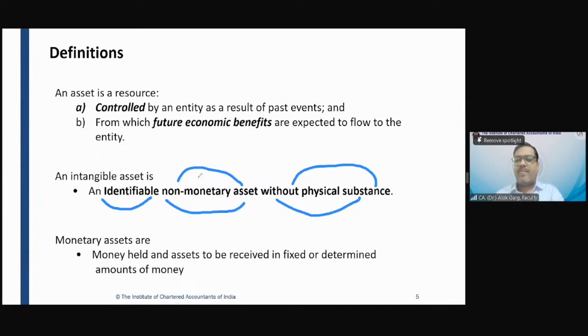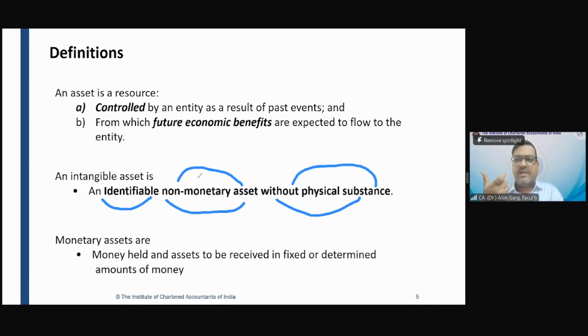For example, debtors. You have sold goods on credit. What will you say? I have to receive this much amount from my debtors, right? So debtors are a monetary asset. Trade receivables are a monetary asset. Okay. Cash is a monetary asset.